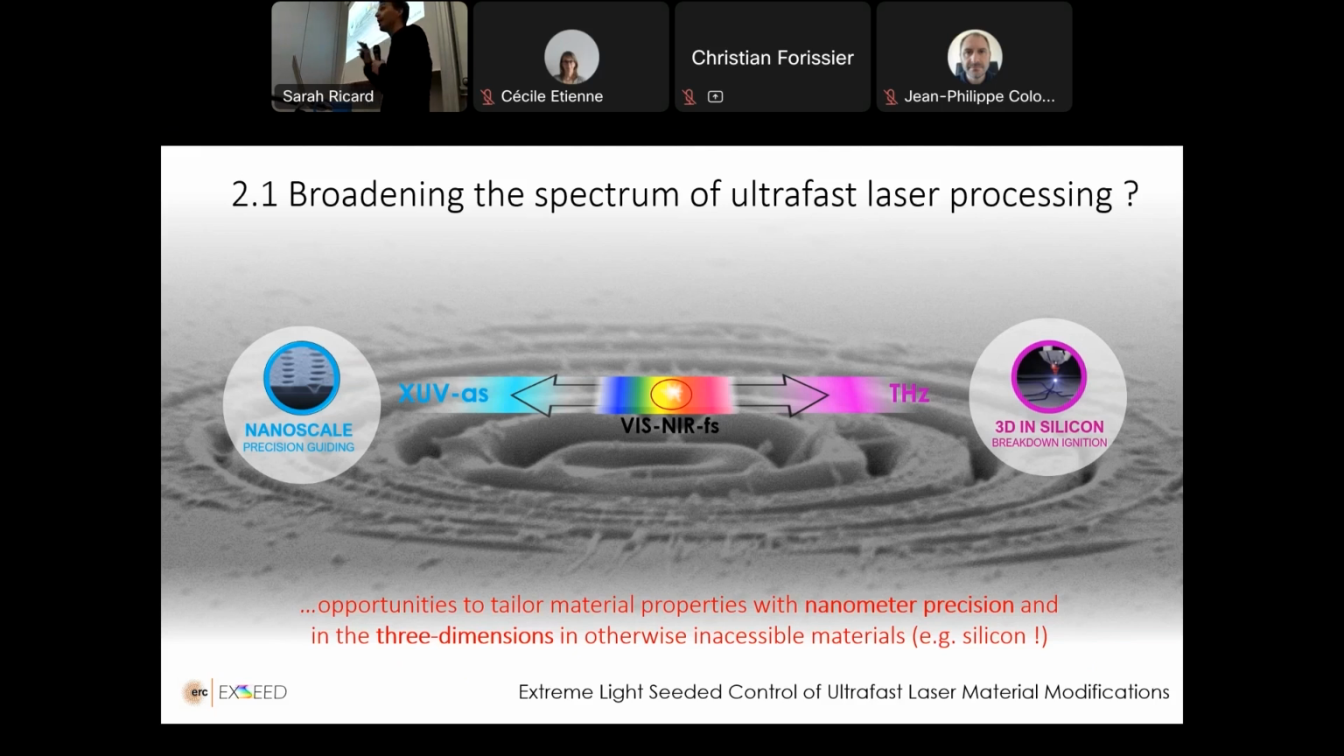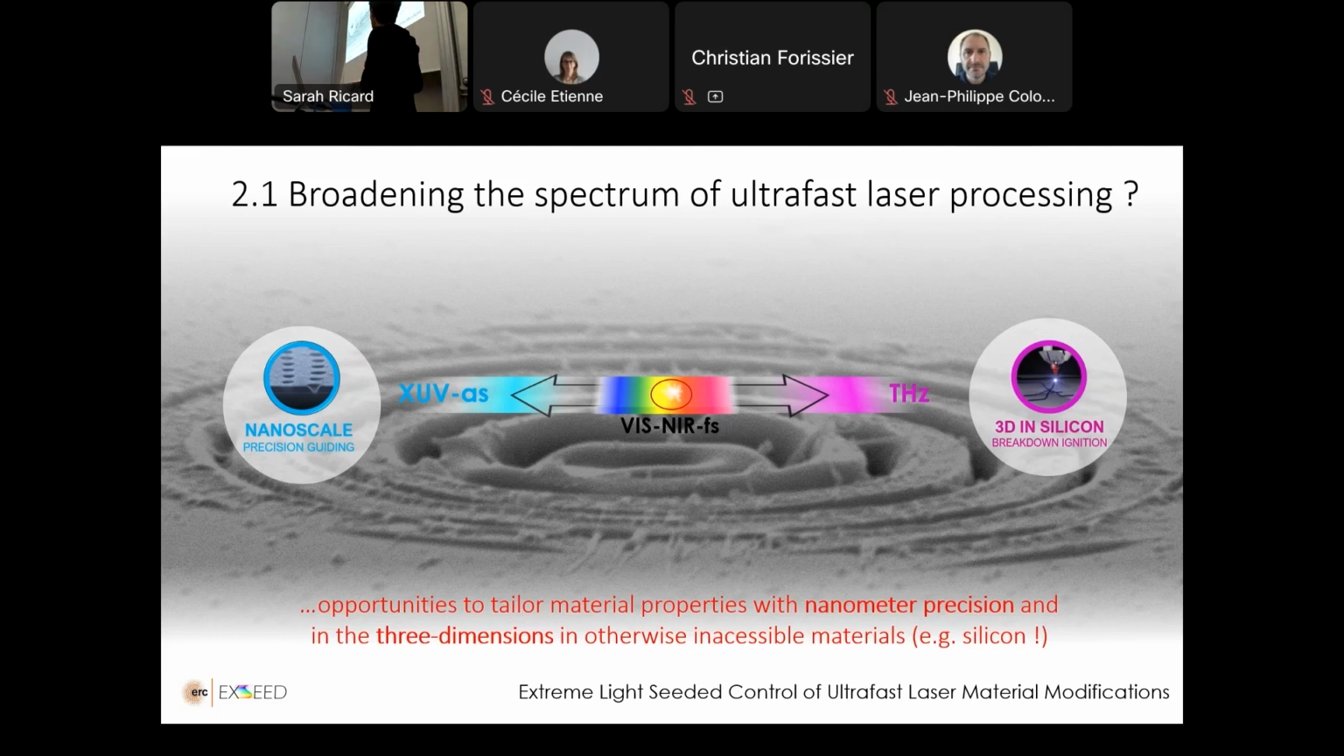There are probably two main reasons for that. First is the complexity of these sources, but the second justification is also probably because all these extreme radiations have very modest energy. So it's very hard to directly modify your material with these extreme radiations. But we have a solution to this problem.